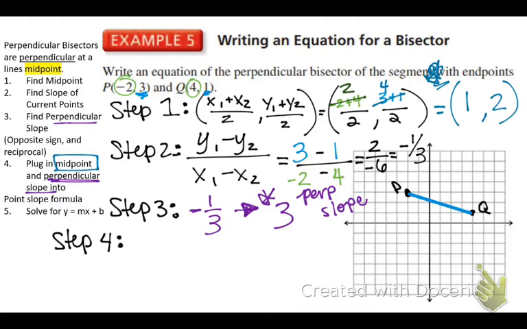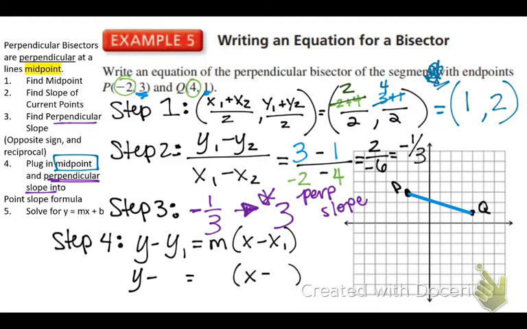Do we have any questions up until now? We found a midpoint, we found the original slope, we found the perpendicular slope. All right, I'm just going to write my point slope formula. All right, so where do I get my x1 and y1 from? My midpoint. So it says plug in the midpoint. This will help me find the equation of my bisector. So I need to use my midpoint.